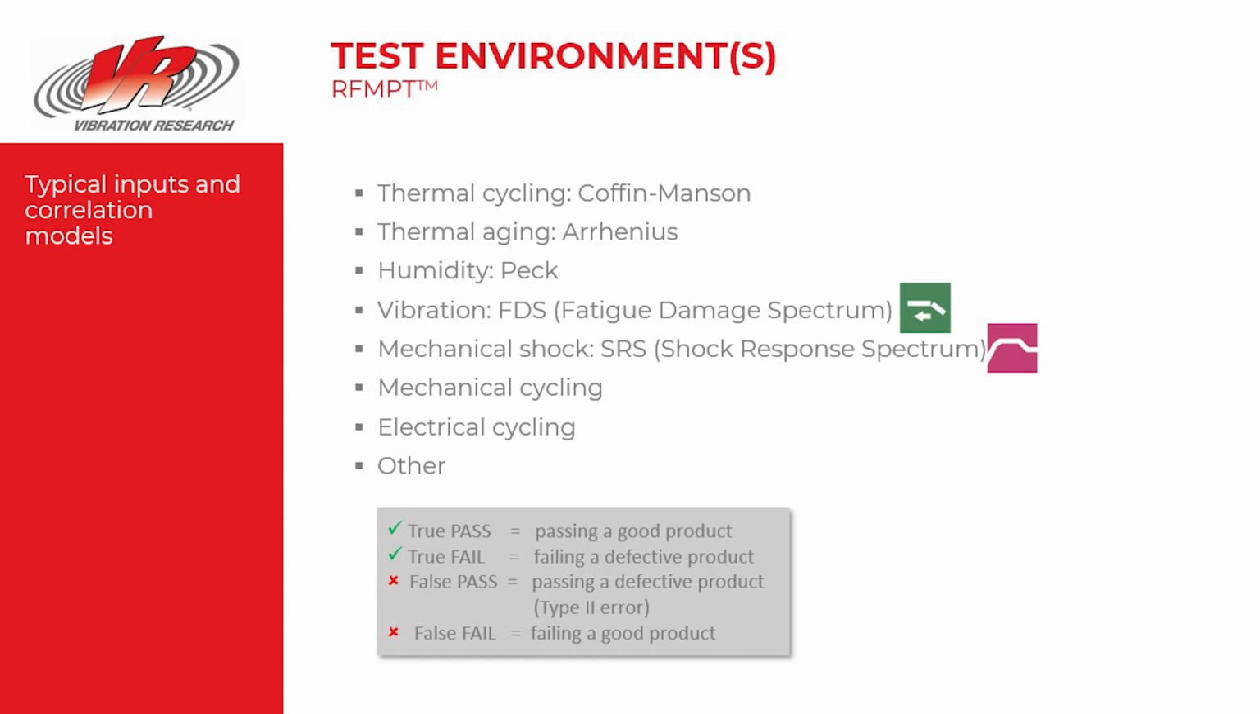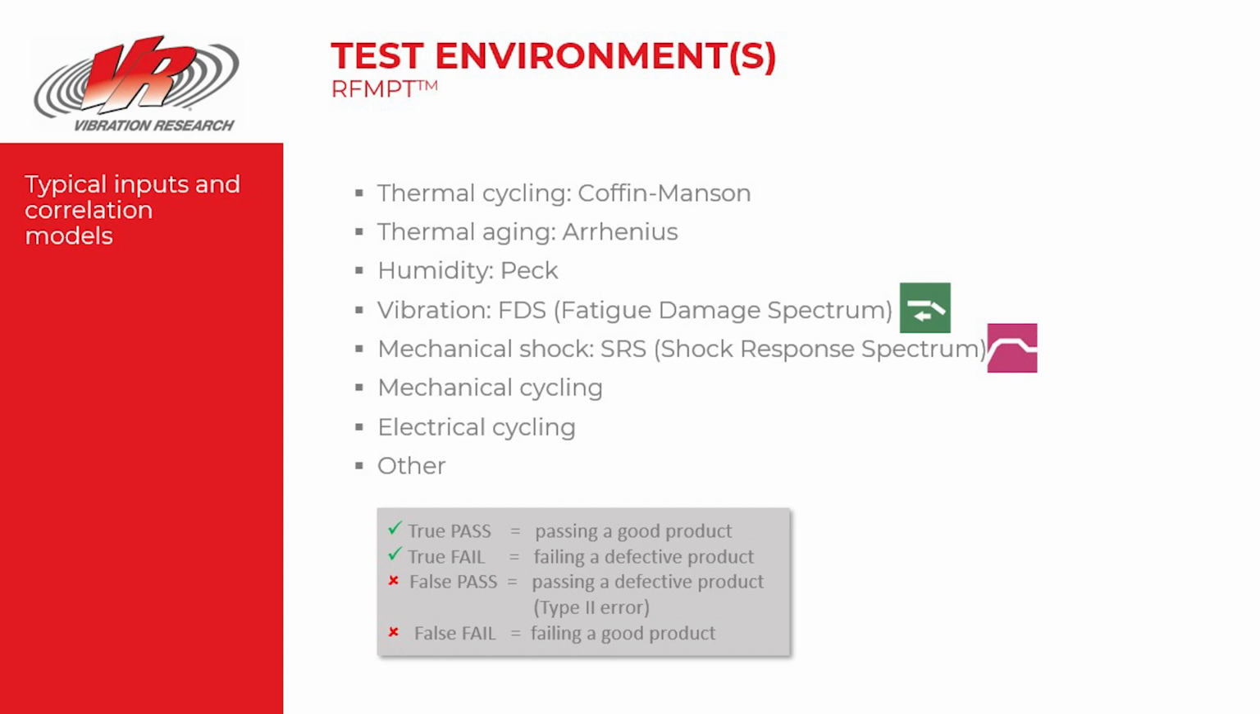Mechanical cycling, it's important to know how your customer will use your product. So if you have an on-off switch, for example, how many times is that switch used and how do I replicate that in my test and correlate it back to the appropriate number of cycles for our customer. Same is true for electrical cycling. And there may be other inputs not listed here that require some assessment to end-use environment, such as corrosion.